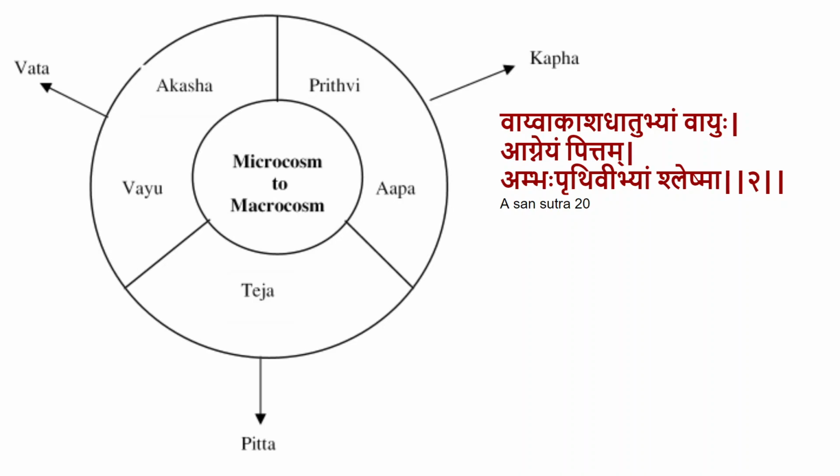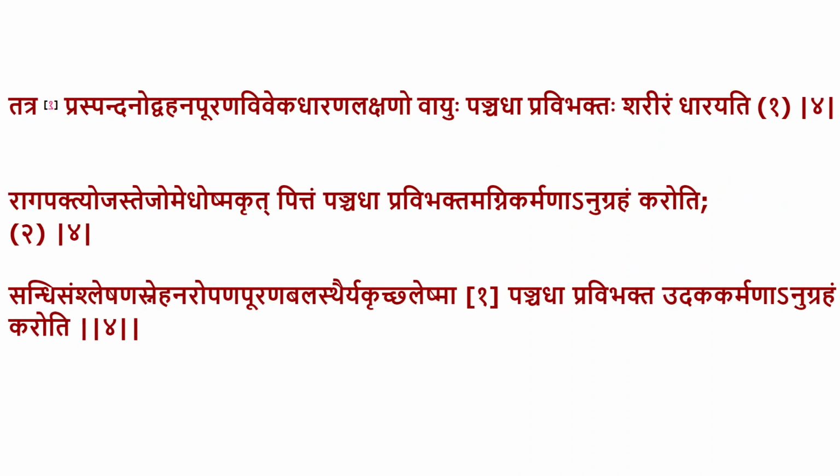So kapha dosha, pitta dosha, vata dosha is basically from this idea of the relations between the human being and the universe. There is nothing against physics; physics also accepts this. The only thing is the words, the way you look at it and the way you describe it is different. So vayu akasha dhatubhyam vayu agneyam pittam ambha prithivyam sleshma.